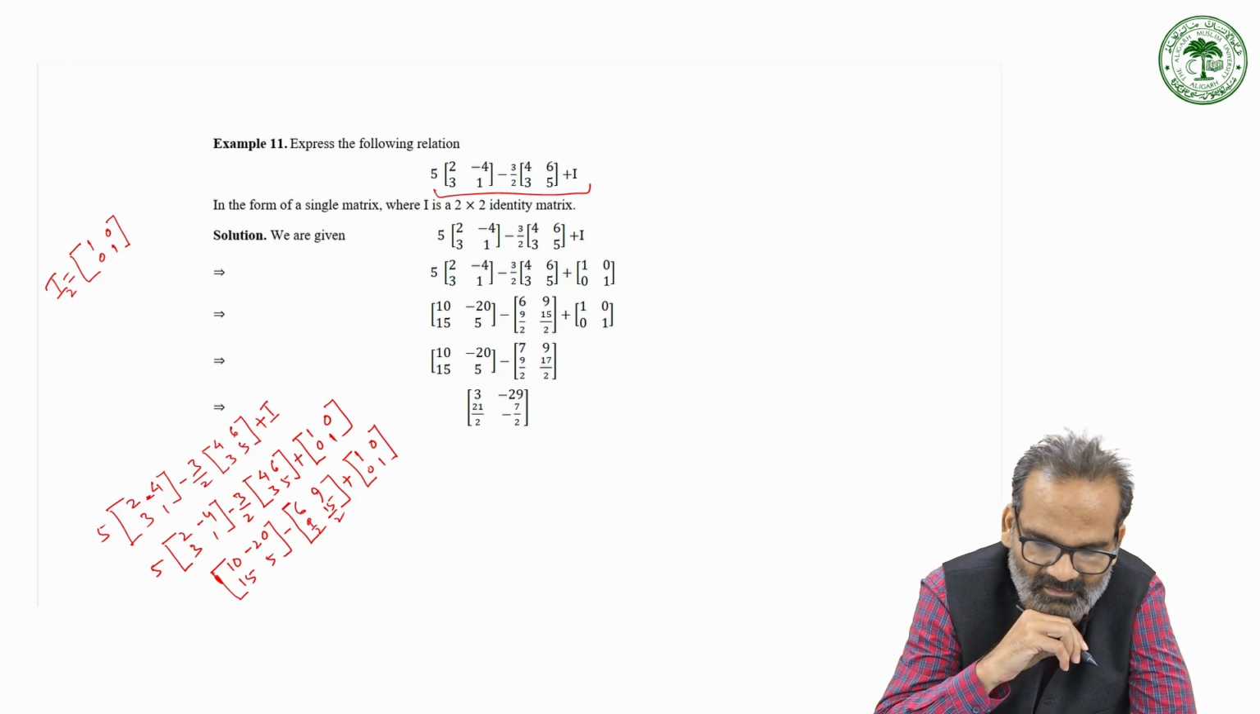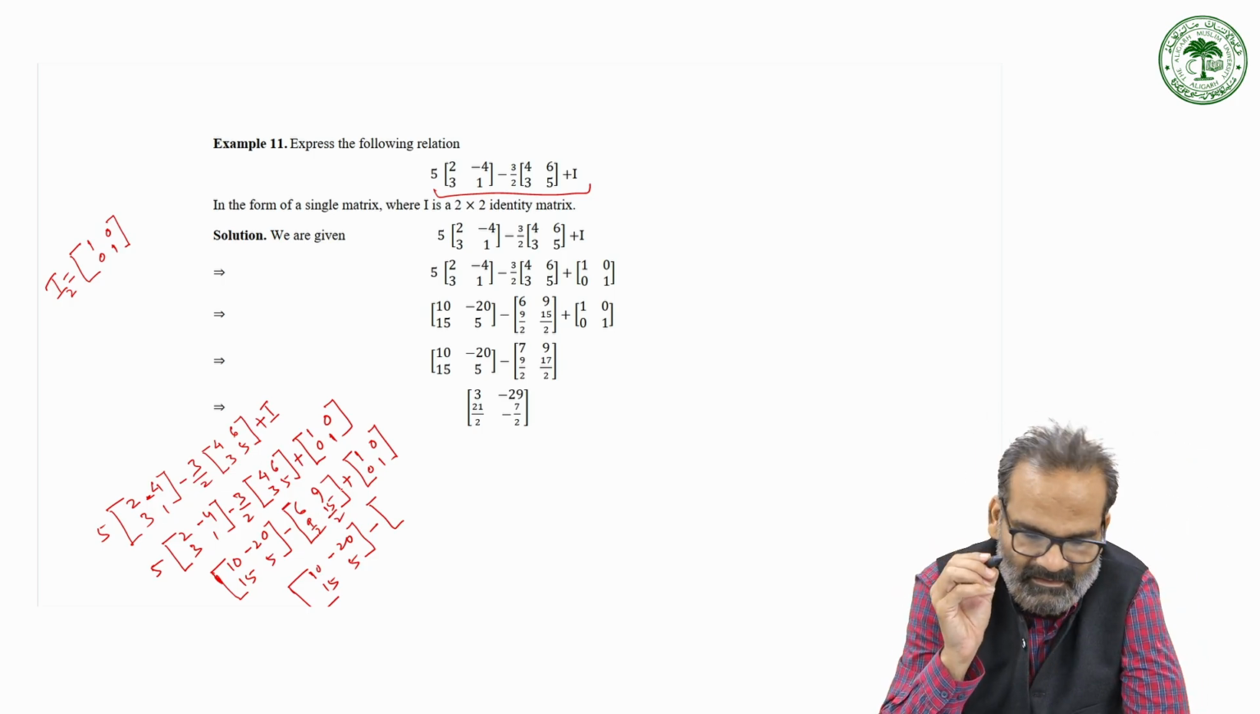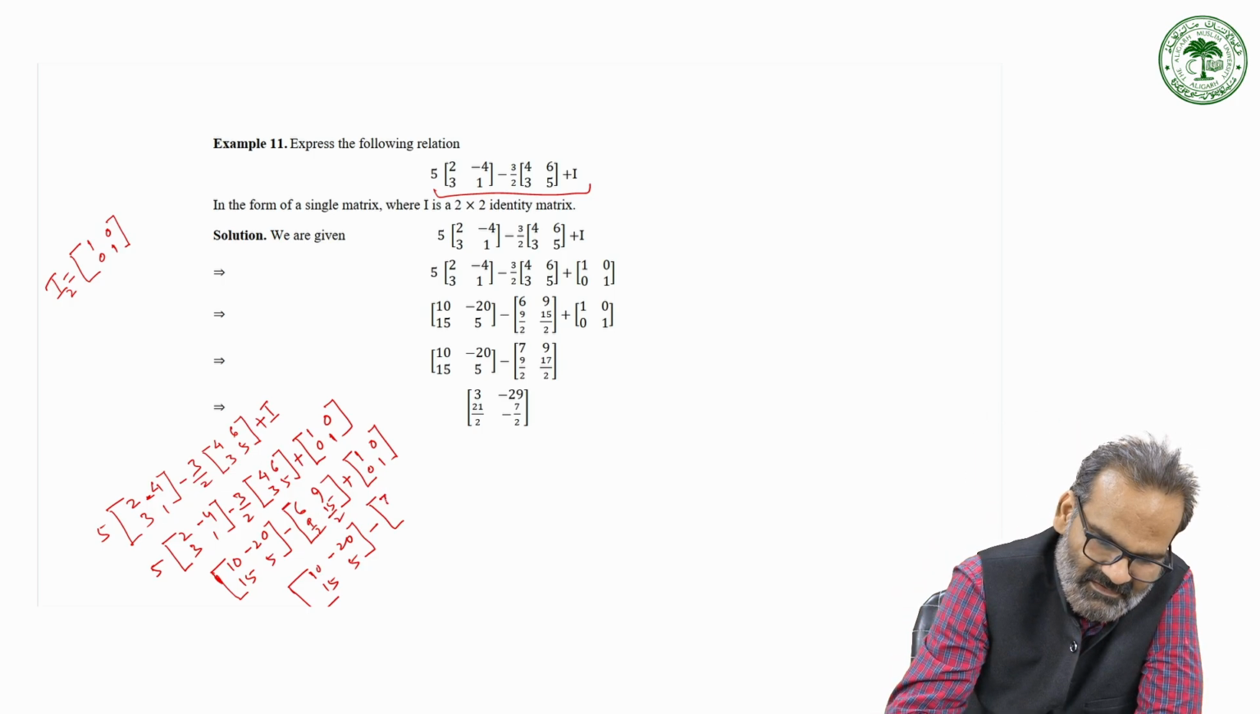Now what will we do? Either take this minus this first, or this plus this first, then subtract from this. It's up to you. For example, this is 10, 15, minus 20 and 5. Keep the first matrix as it is. Minus. Take the sum of these two. So 6 plus 1, this is 7. 9 plus 0, this is 9.